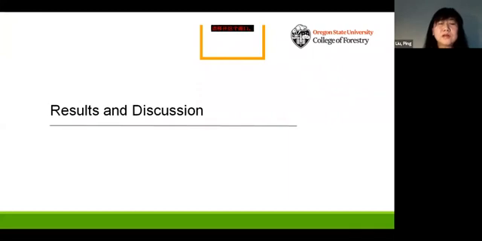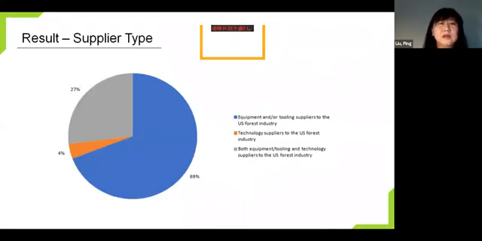So here is the result and the discussion. First of all, the supplier type: 69% of our respondents are equipment and tooling suppliers, 4% are technical suppliers, and 27% are both. So predominantly our respondents are equipment and tooling suppliers.